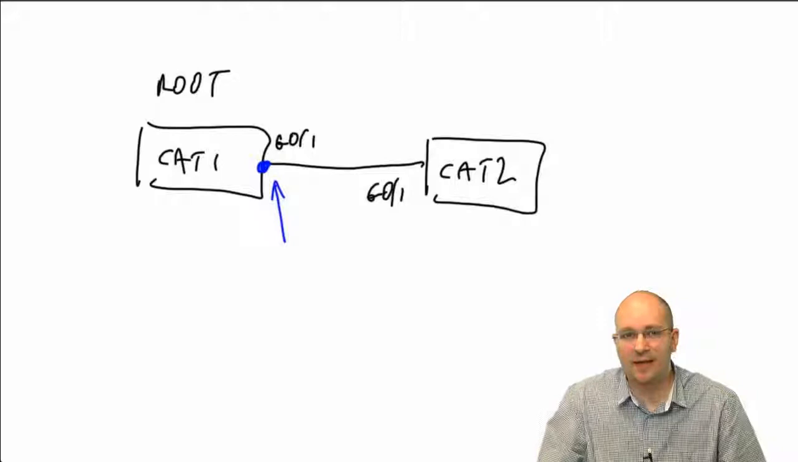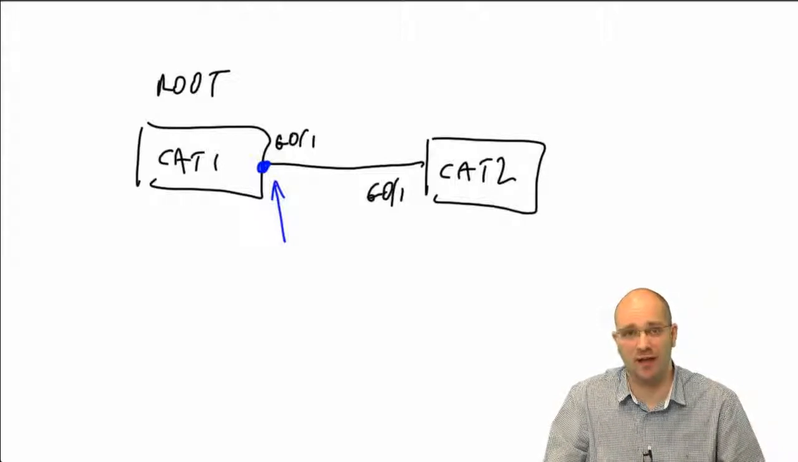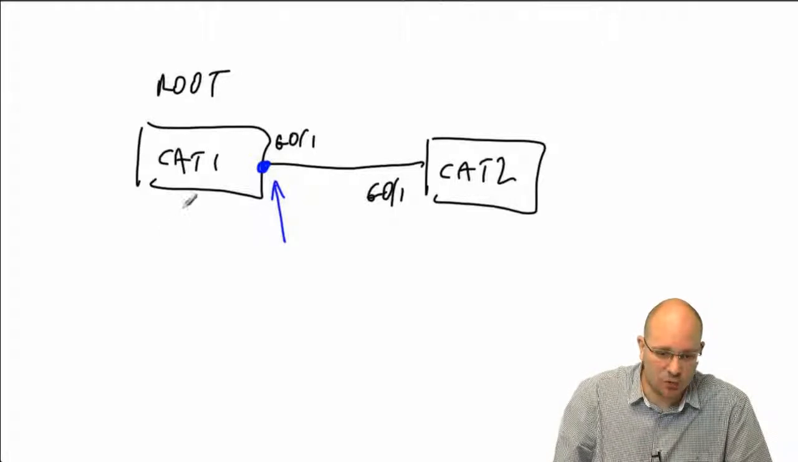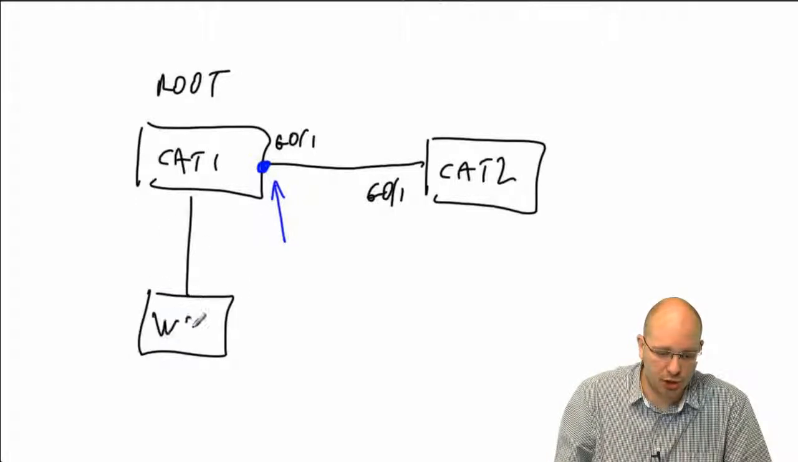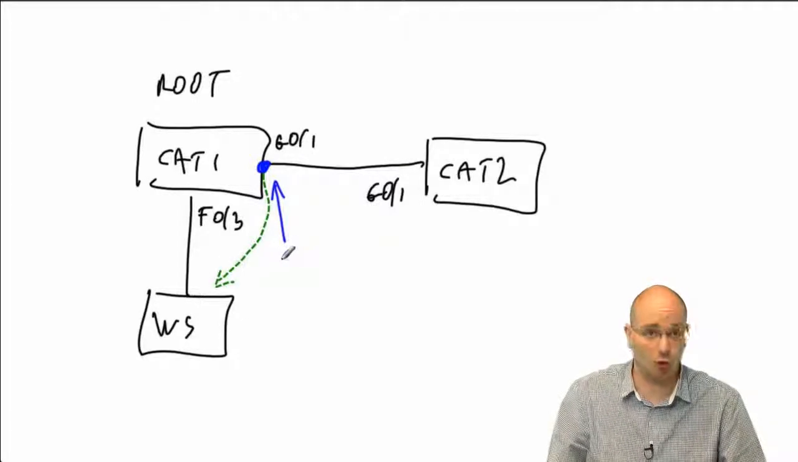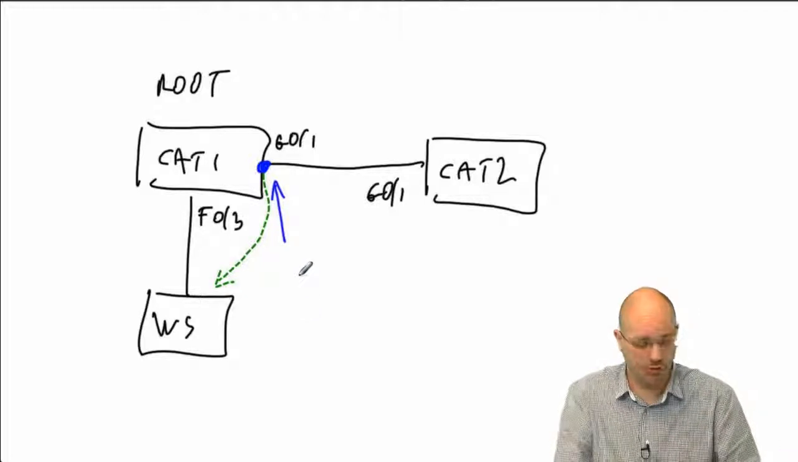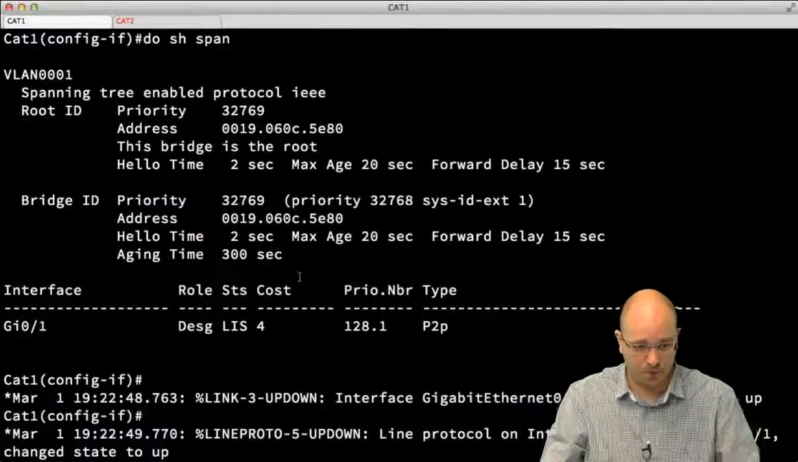Now let's go and take a look at what is happening on the wire between Cat1 and Cat2. To examine that, I'm going to add my Wireshark station to Cat1, which will be connected to FastEthernet 0/3. And I'm going to send a copy of all traffic sent or received on gigabit 0/1 to the Wireshark capture here. So let me go ahead and configure this.